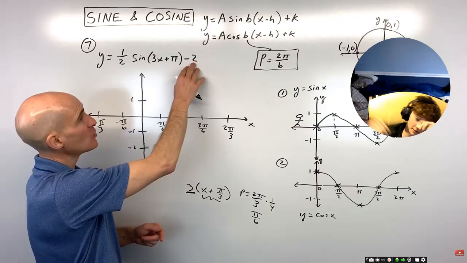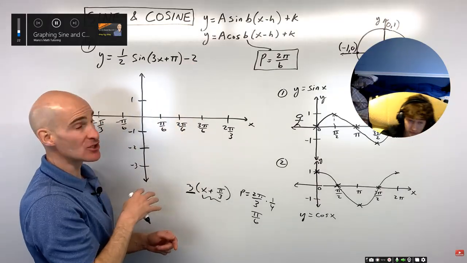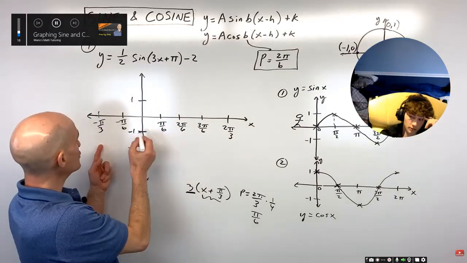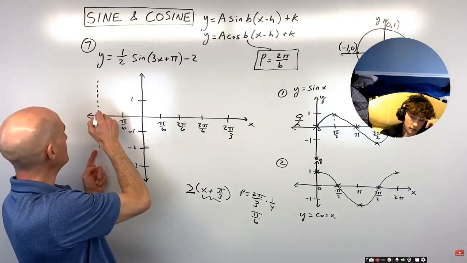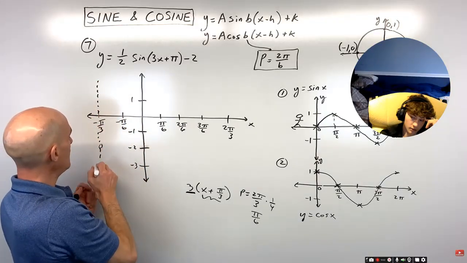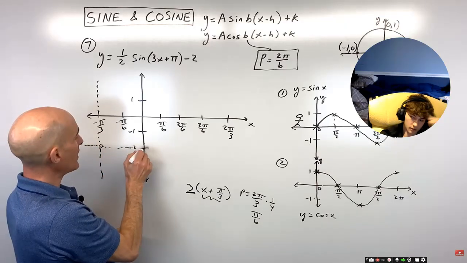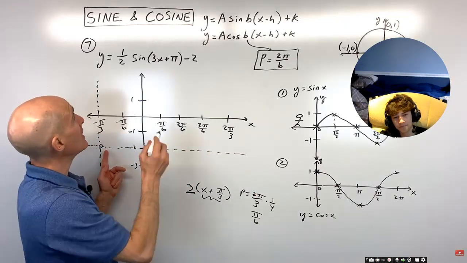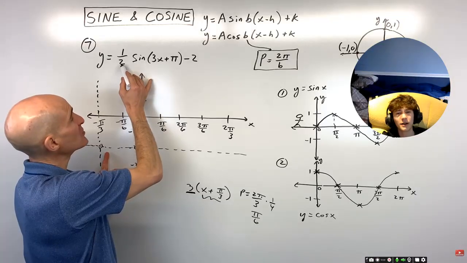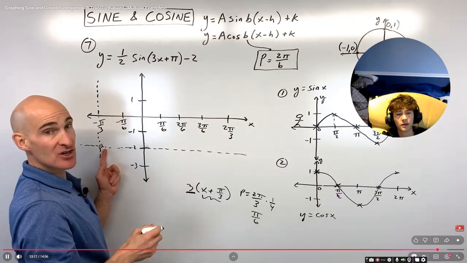The minus 2 has the same effect. It's going to shift down 2. So what I'm going to do here is shift left pi over 3, down 2. We're going to think of this as our new origin. And you can draw in a new axis right here through this point. And we're going to think of this as our starting point or our origin. Now we're going to graph our sine graph.